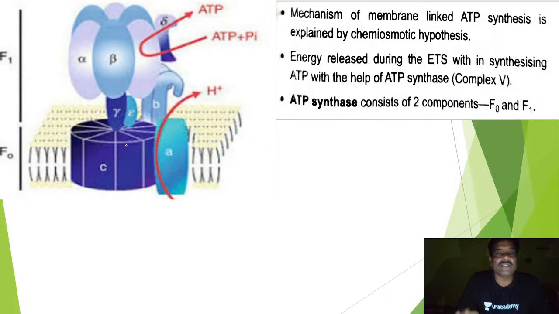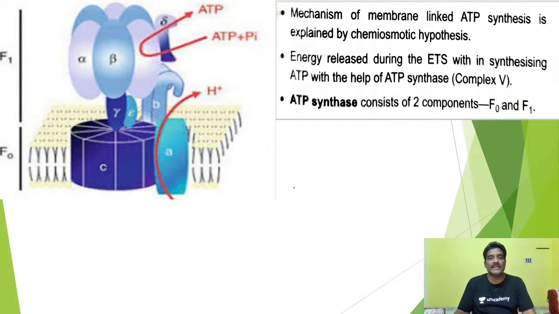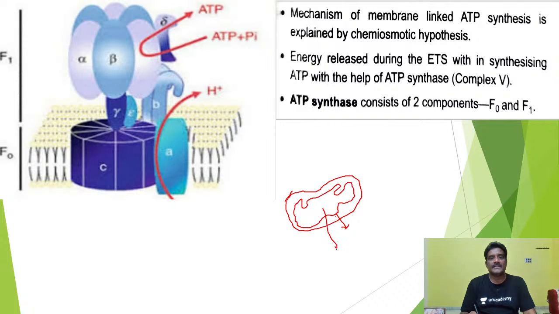Next. In mitochondria, what is the inner membrane here you see? This is the inner membrane. This is mitochondria, and this is the inner membrane. Here it's called matrix. This is matrix. And this is the intermembranal space.